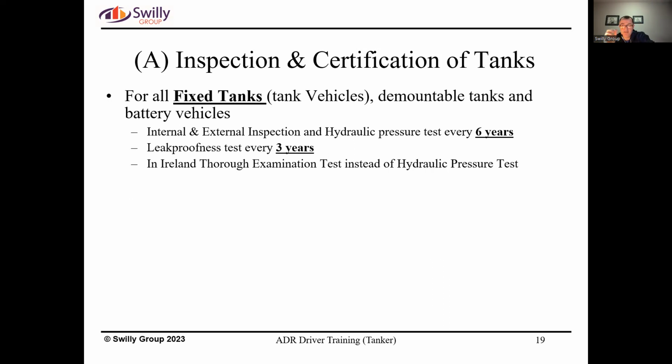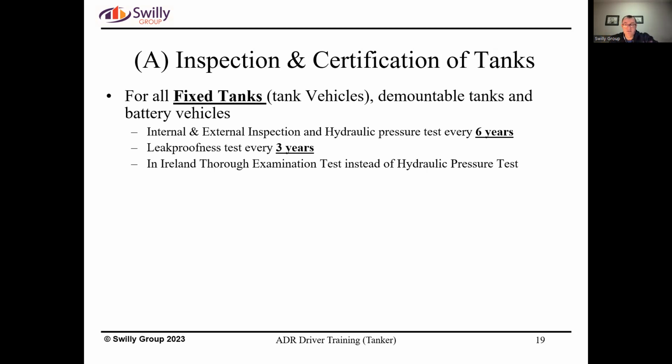Okay. So for fixed tanks, and this is more important, demountable tanks and battery vehicles, but remember the fixed tanks. The initial or the periodic inspection, sometimes called the hydraulic pressure test, is done every 6 years, and the leak-proofness test is done every 3 years. Okay, in Ireland, the hydraulic pressure test is referred to as the thorough examination test. Okay. And the leak-proofness test is referred to as the intermediate test, sometimes within the UK.